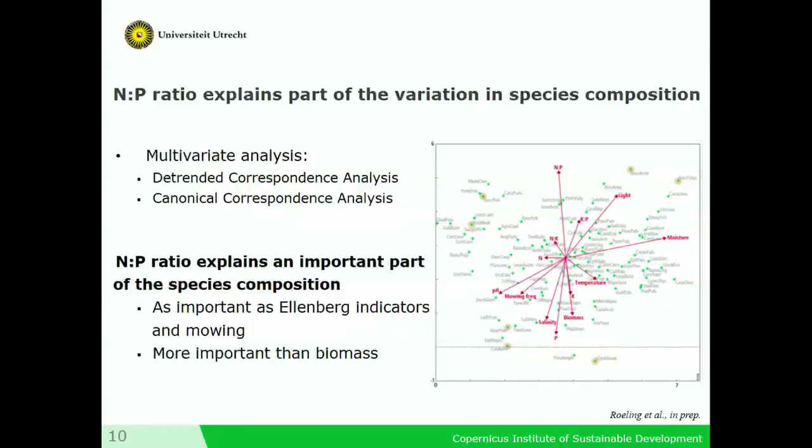Also, for the people familiar with DCA, we see that for the first axis, moisture is most important, and for the second DCA axis, N:P ratio, very long arrow, and phosphorus in plant are the most important variables. So the length of these arrows and also the results of the CCA, which I'm not presenting here, actually show us that the N:P ratio explains an important part of the species composition, and that it is as important as salinity, soil moisture, soil pH, etc. It's actually more important than biomass, which we found very interesting.